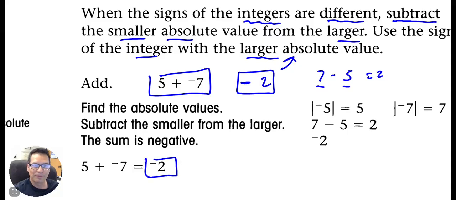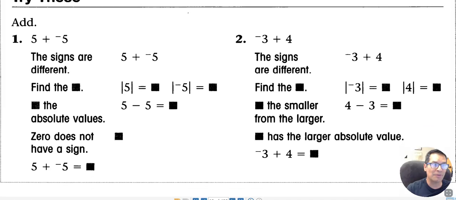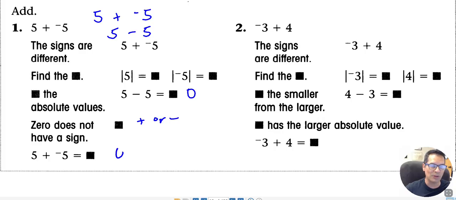Let's try a couple. Okay, let's go to our try these section. And we're going to start with the first one, which is 5 plus negative 5. All right, well, this feels like they're both the same. So what I'm going to do is find the absolute values of each, and then I'm going to subtract. Absolute value of 5 is 5. Absolute value of negative 5 is 5. So I get 5 minus 5 equals 0. 0 is not going to have a positive or a negative sign. So 5 plus negative 5 equals 0.